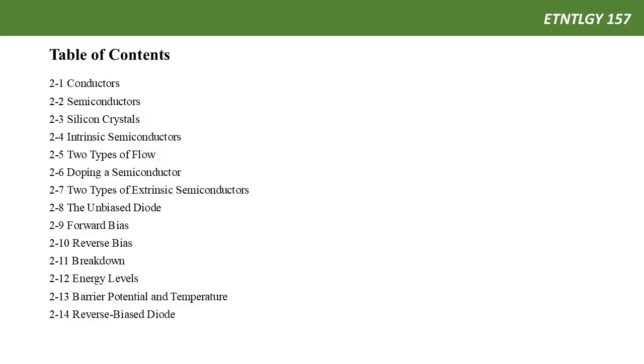And then we have the unbiased diode. For bias, 2.10, that's reverse bias. 2.11, breakdown. 2.12, energy levels. 2.13, barrier potential and temperature. And the last session, 2.14, reverse bias diode.